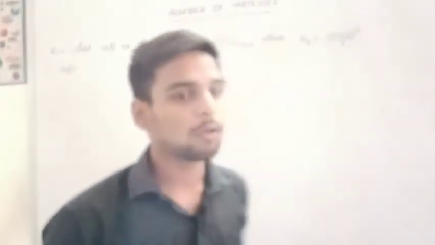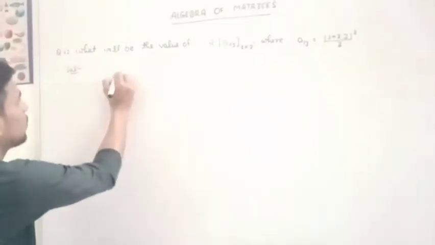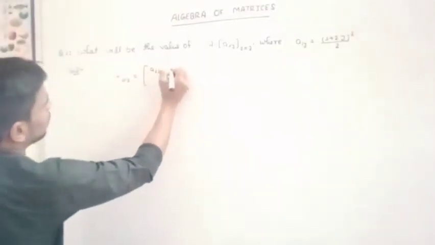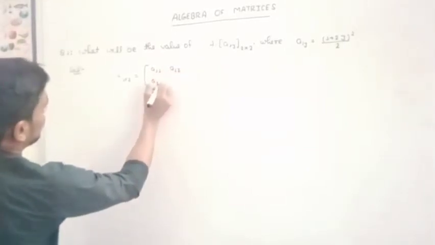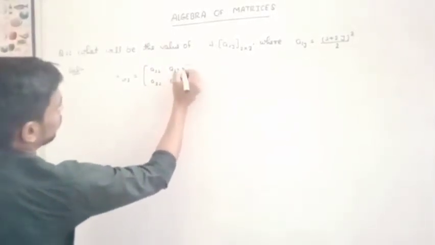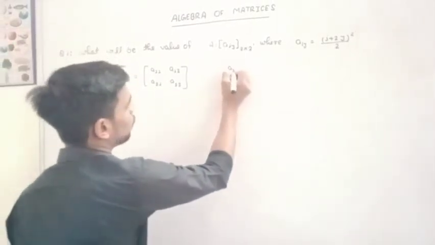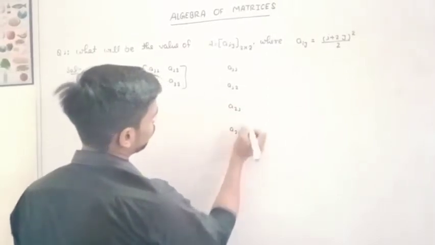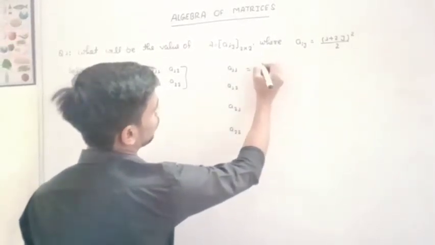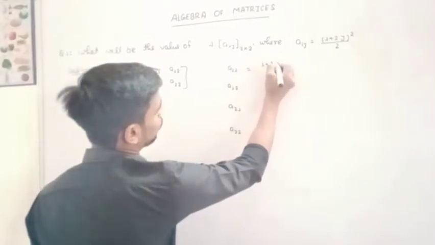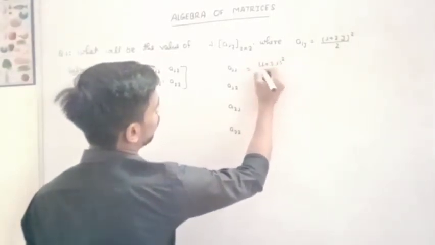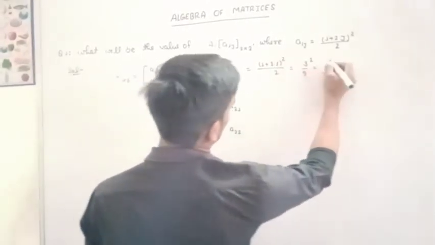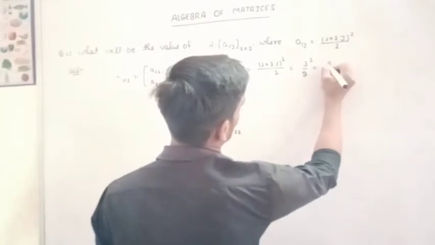So first of all, what is the matrix A? The order of the matrix A is given as 2 cross 2, so it will be A11, A12, A21 and A22. First of all, we have to find the value of A11, A12, A21 and A22. We have given that i is equal to 1, j is equal to 1, (i + 2j) whole square upon 2. It will be 3 whole square upon 2, or 9 upon 2.